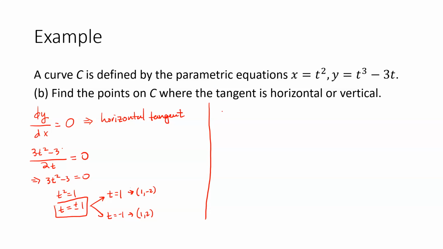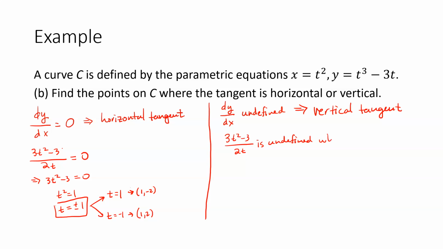So to think about when we have a vertical tangent, that's going to be when dy/dx is undefined. A vertical tangent is usually when we're going to have 0 in the denominator. So we know that (3t squared minus 3) over 2t will be undefined when 2t is equal to 0. When the denominator equals 0, that gives me t equals 0, and that corresponds with the point (0, 0). So we'll have a vertical tangent at the origin.